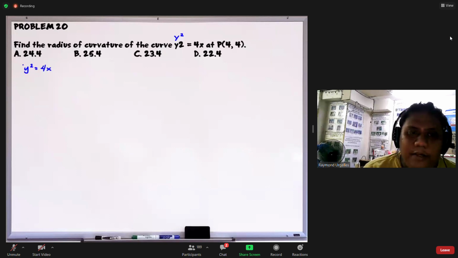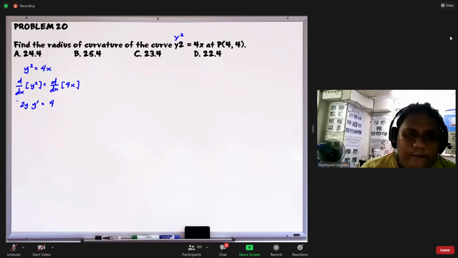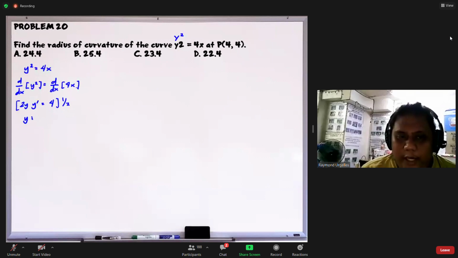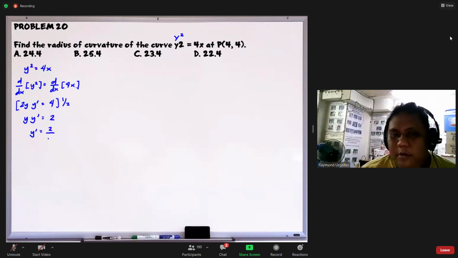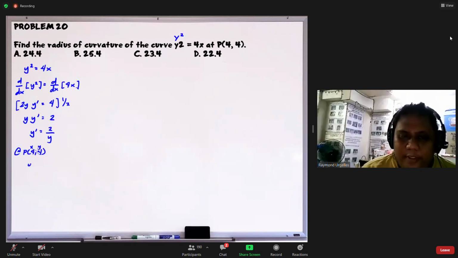So para makuha yon, kunin natin yung derivative with respect to x ng both sides. So we have y squared, the derivative with respect to x ng 4x. So then this will be 2y, y prime, equal to the derivative nito which will be 4. Okay? So then multiply natin ng 1/2. So then you will get that y prime is equal to 2. So solving for y prime, y prime is equal to 2 over y. So at the given point P, 4, 4, ito yung x, ito yung y. So just substitute.